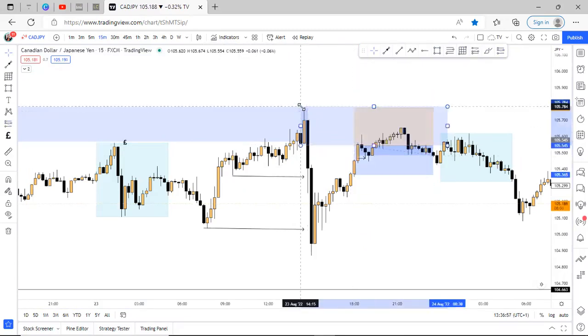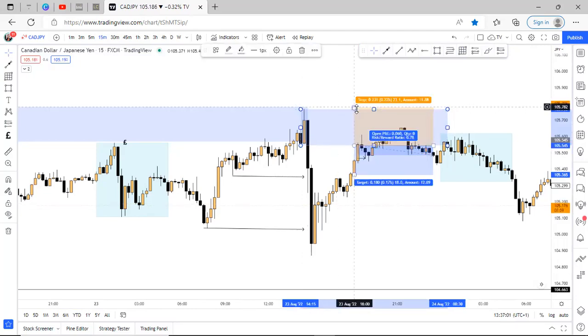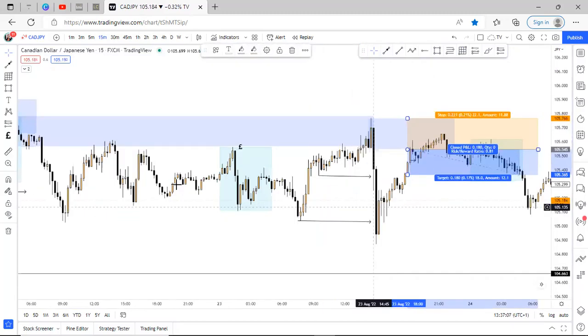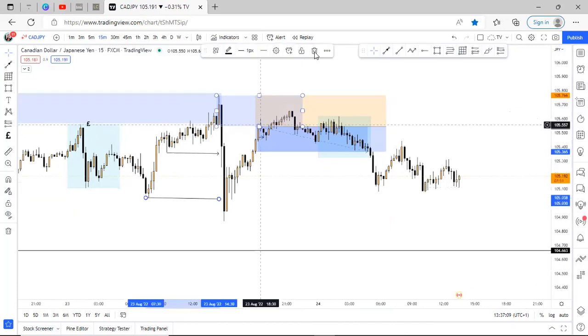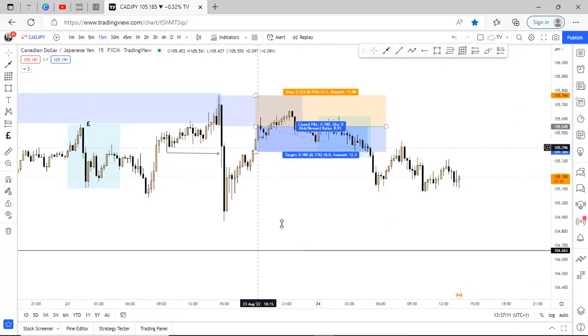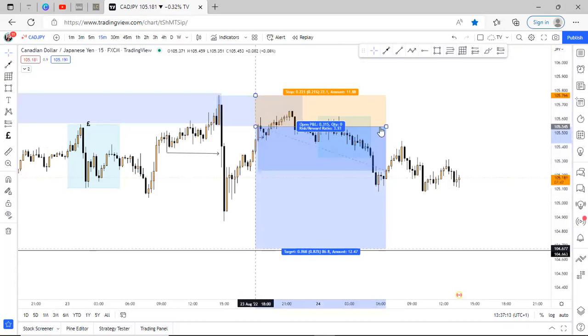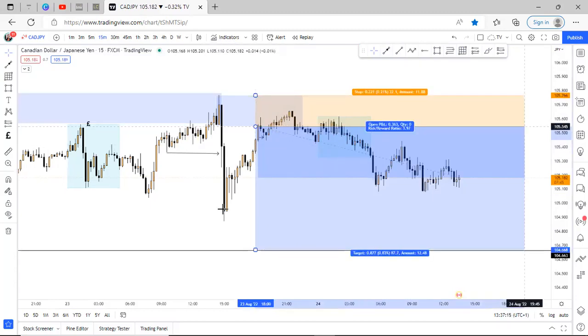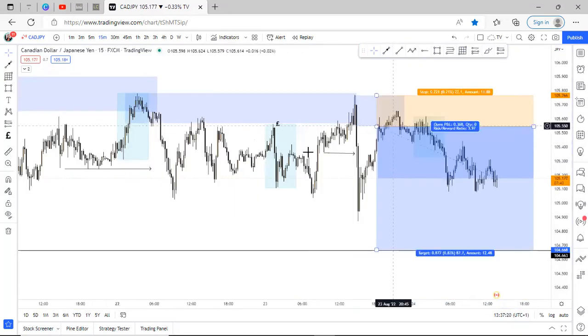But then I was like, I'm done with CAD JPY. It has given me lots and lots of losses already. So I didn't take the sell trade. But as you can see presently, price is in profit. If I had taken the sell actually, price got in profit.